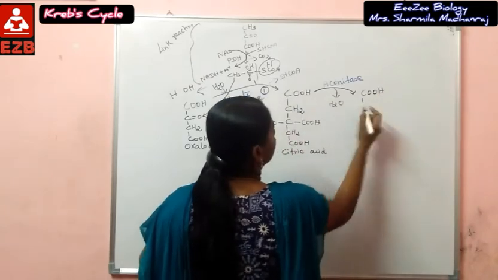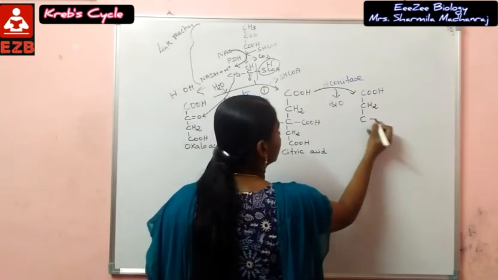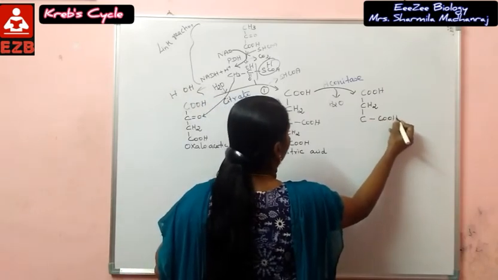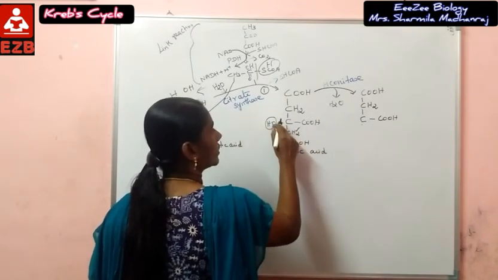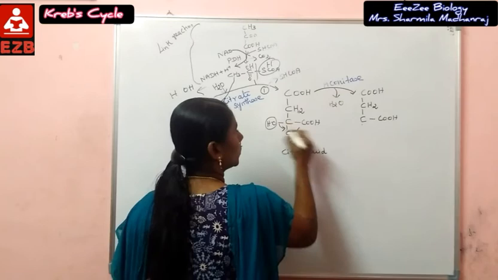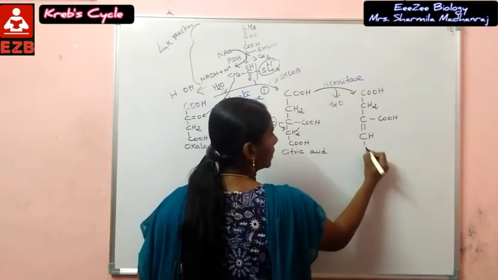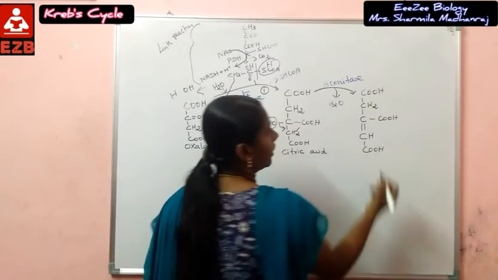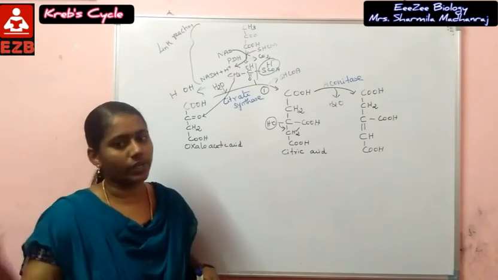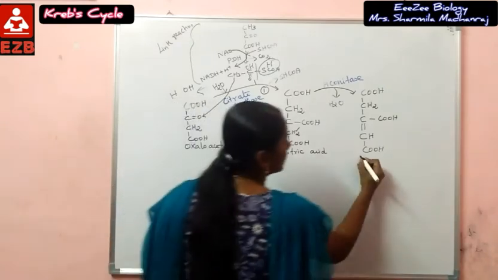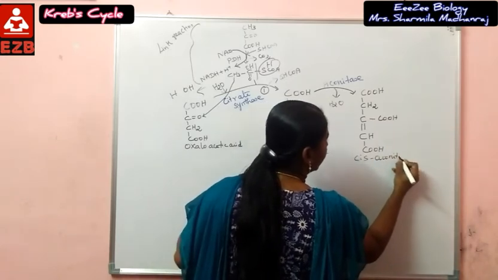So the product: COOH, CH2, COOH, with that OH and here one hydrogen removed. So the bond shifted to here, giving a double bond C hydrogen, COOH. This is cis-aconitic acid.